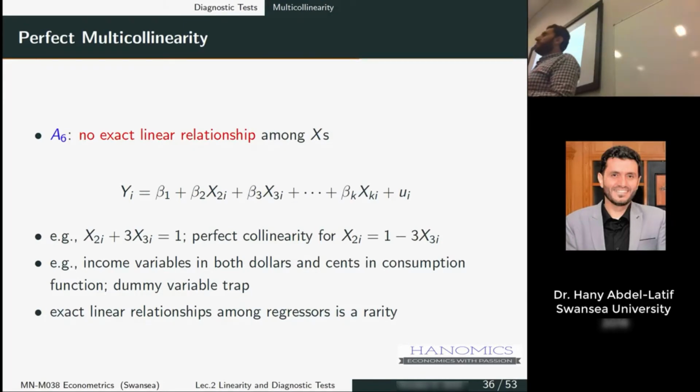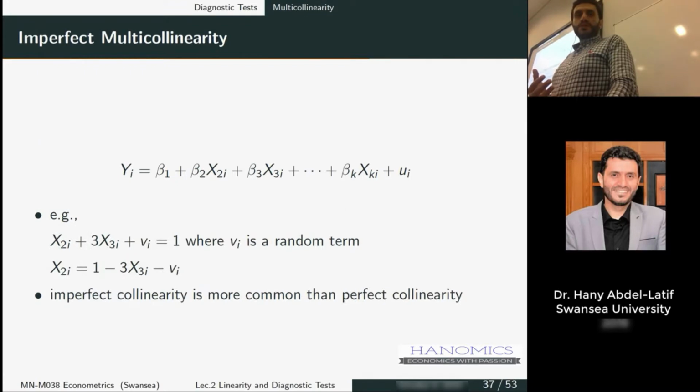So something that is done by mistake. And as I said, this is not something you will actually encounter in practice. What we see in practice is imperfect multicollinearity. There's some correlation between the variables, but this correlation is not 100%, it's not perfect. So it's somehow high, or to some level.